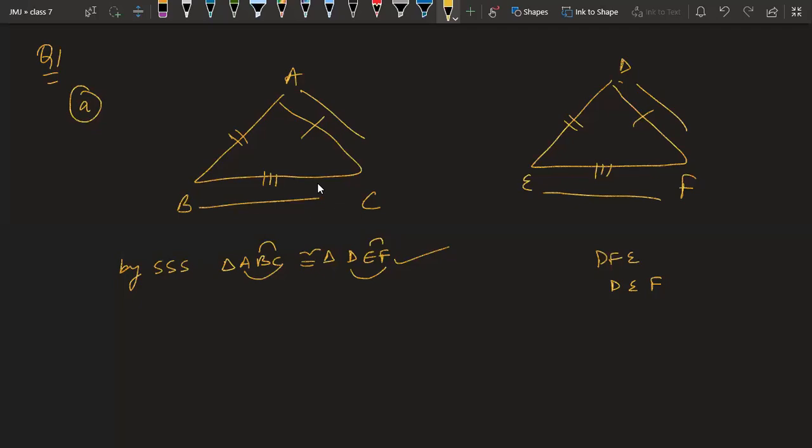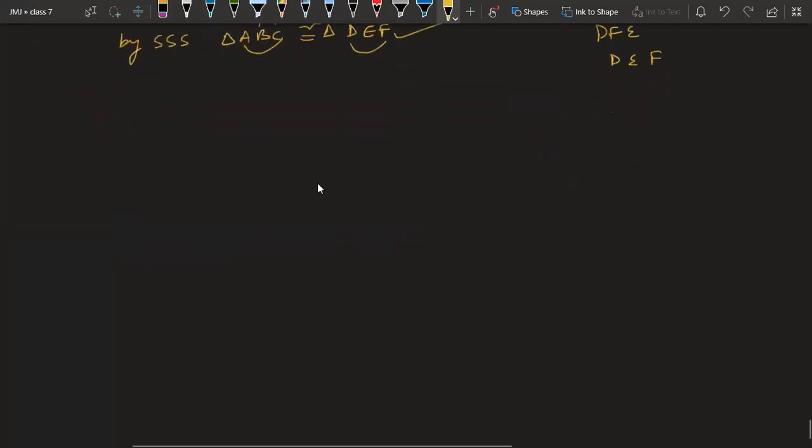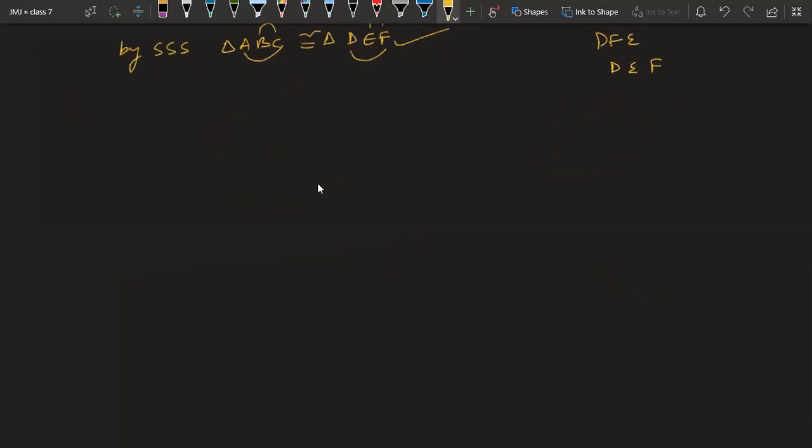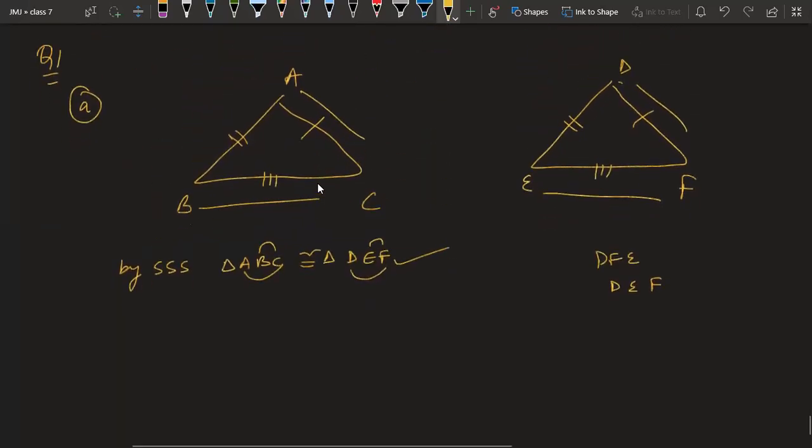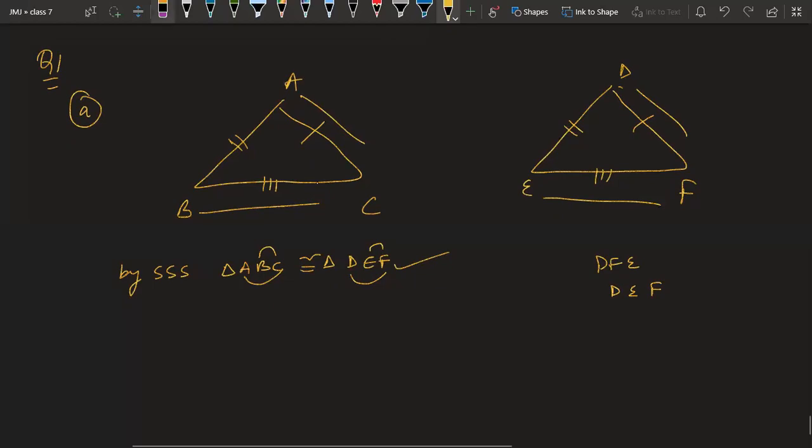Now let us take, Mokshita, not DFE, beta, DEF. Mokshita, are you able to understand why the name is DEF? Please confirm. No, sir. Okay, Mokshita, please see again. While writing the name, it is an art to write the name of triangles. In this case, you need to understand what is given to you.